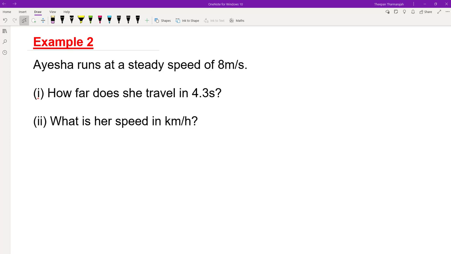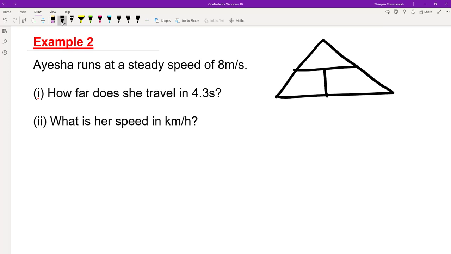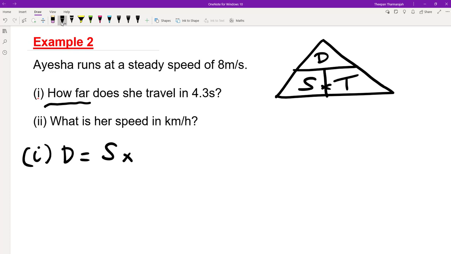Here's the next example. It says Aisha runs at a steady speed of 8 meters per second. How far does she travel in 4.3 seconds? And then it says, what is her speed in kilometers per hour? So again, for this question, we're going to draw the triangle as we drew before. So now we can say how far, well, that means the distance. So the distance is speed times the time from our triangle.